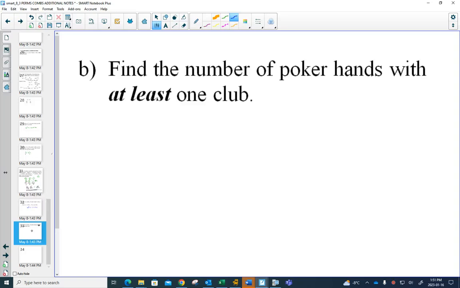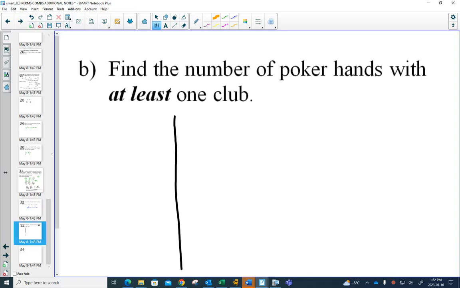Okay, so here's the salesman. I'm going to sell this to you three different ways. I'm going to make sure that you believe me that all three of them are right. And then afterwards, you have to decide, maybe all three were wrong. Maybe there's something logically wrong in all of them. Or maybe all three are right. Are you ready? We want to find the number of poker hands with at least one club.